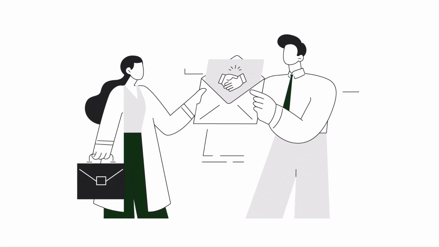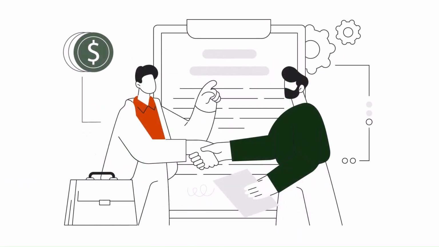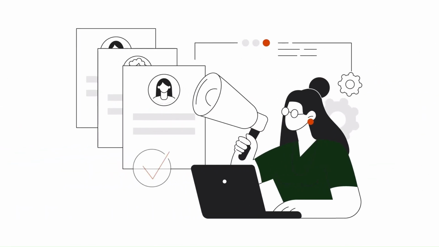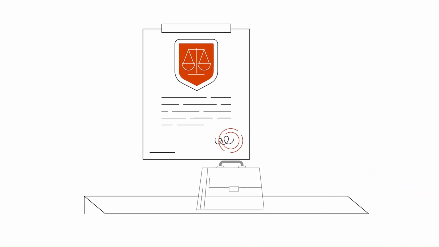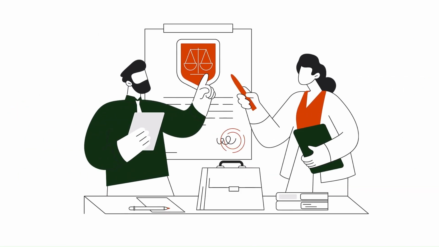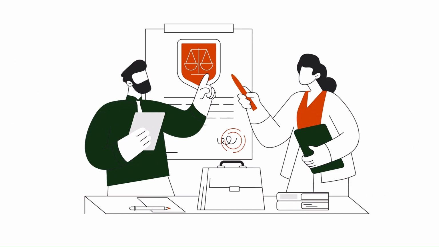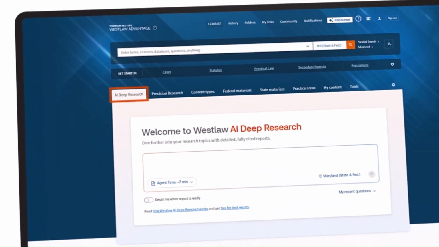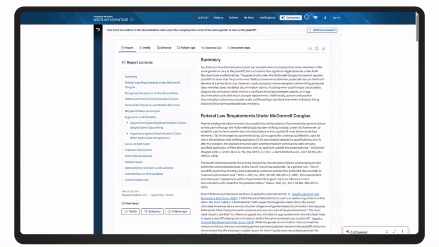Imagine working on an employment law case where a qualified female candidate was not hired for a management position. The company emphasizes that they hired other women that same month. However, you want to verify whether hiring some individuals from the same protected class actually protects an employer from failure to hire discrimination claims. Use Deep Research to explore your topic in depth and receive fully cited reports.